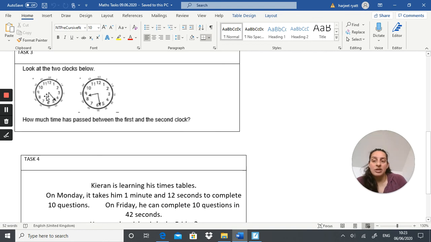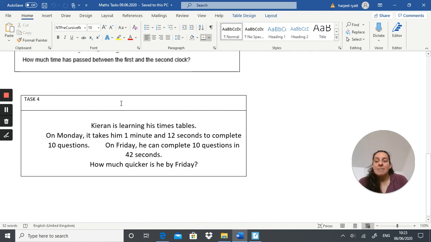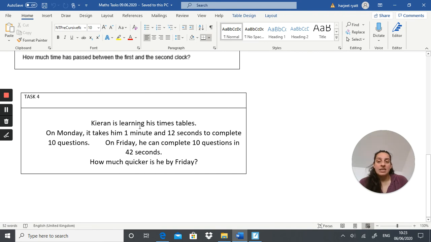Task 3 requires you to look at these 2 times below. How much time has passed between the first clock and the second clock? And the reason I ask you to be careful is because you can see this will require some concentration to work out what the actual times are in the first place. Task 4, Kieran is learning his times tables. On Monday, it takes him 1 minute and 12 seconds to complete 10 questions. On Friday, he can complete 10 questions in 42 seconds. How much quicker is he by Friday? So think about which operation you'll need to use to work out this question.